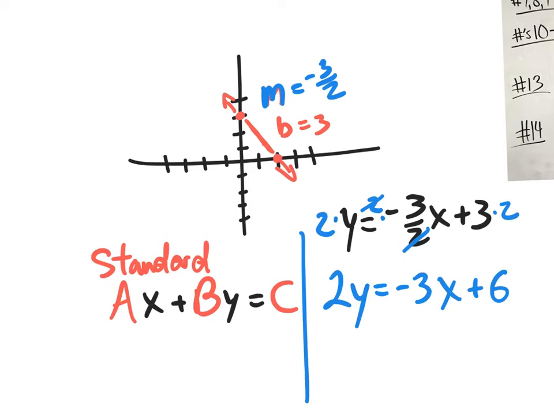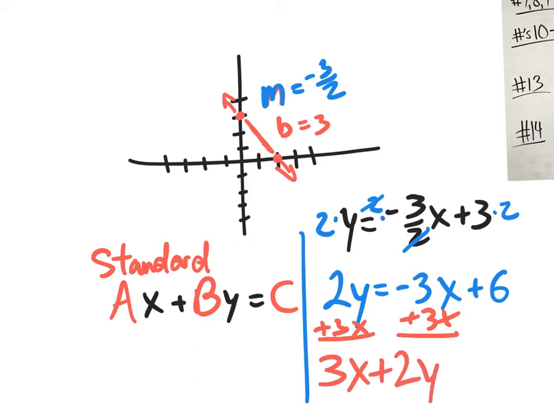Thank you for keeping up with me. And then, don't go back to slope-intercept. Remember, we want standard. Add 3x. So we're going to go plus 3x here, plus 3x here, and we really do have 3x plus 2y equals 6. Now, do I have to change all the signs? No, because the A value is already positive. So that's our standard form equation.